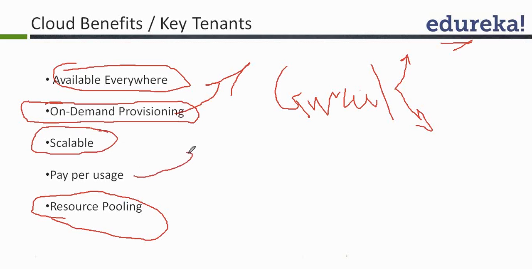It charges you on a per-user basis. So if you registered for 10 users, it would charge you for 10 users. You registered for 15 users, it would charge you for 15 users. This is the case. Gmail is the classic example of cloud computing.